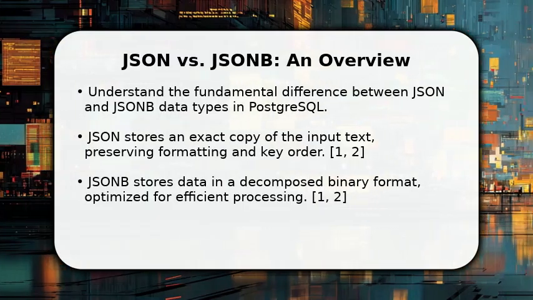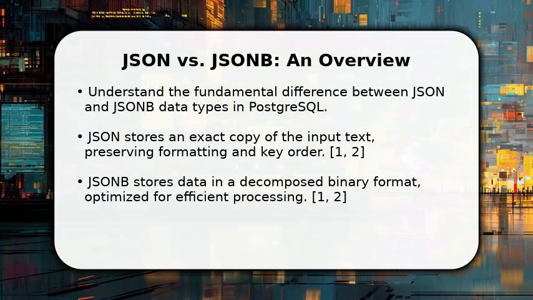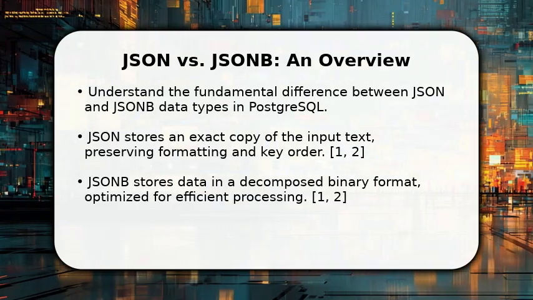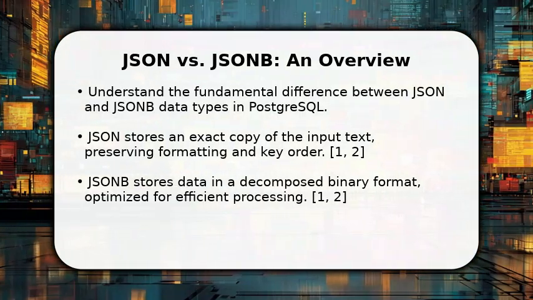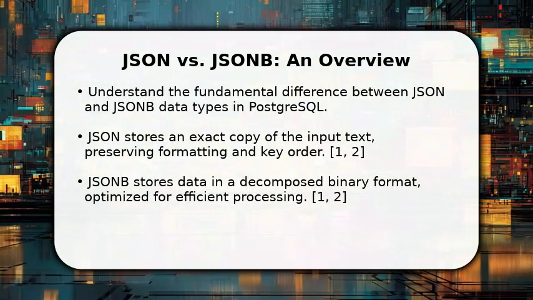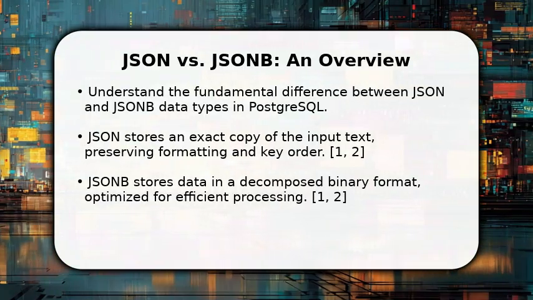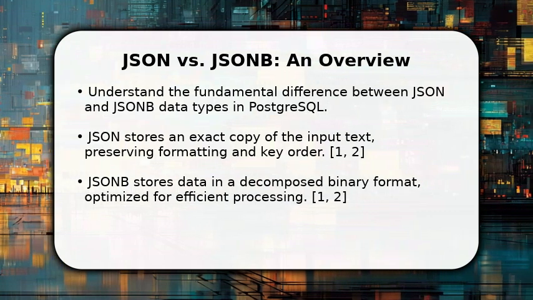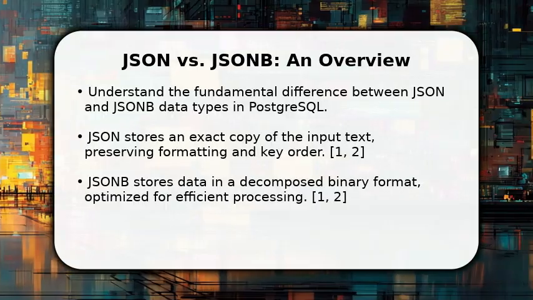In this video, I will compare PostgreSQL JSON versus JSONB. We'll explore the fundamental differences between these two data types, helping you understand when to use each. JSON stores an exact copy of your input text, preserving every detail like whitespace and key order. In contrast, JSONB stores data in a decomposed binary format, optimized for efficient processing and querying. By the end, you'll know which is better for your specific database needs, ensuring optimal performance and data integrity.